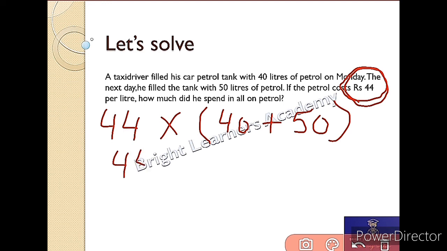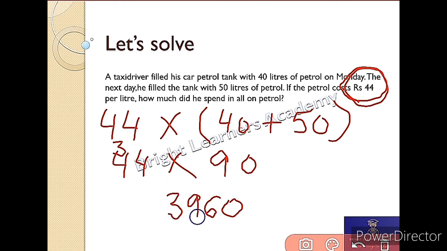Okay, now let's solve this. So it would be 50 plus 40 is 90. Okay, now just add 0 first and then multiply 44 by 9. So it would be 9 4s are 36, 6 here, 3 carry over, 9 4s are 36 plus 3 is 39. Okay, so this is your amount. So rupees 3,960 he spent on petrol. Okay.